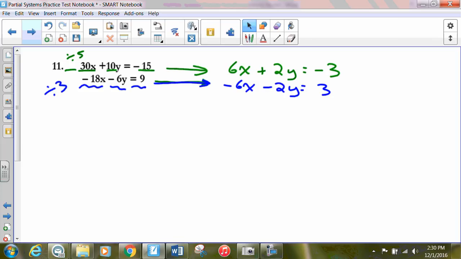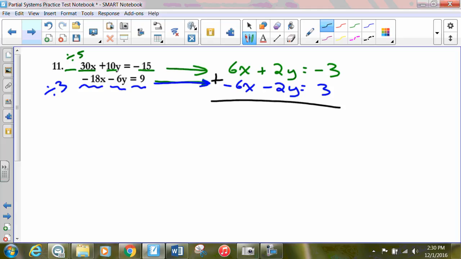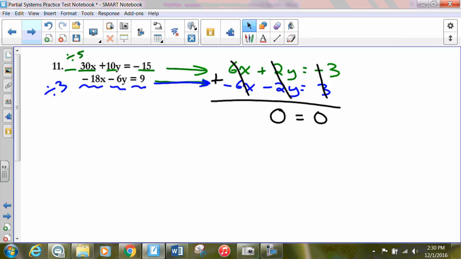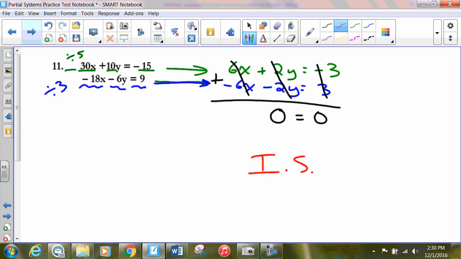Well, this looks like it's going to be a lot of fun, because watch what happens when we add. That gets eliminated, that gets eliminated, that gets eliminated. Now, let's stop. When everything gets eliminated on the left side, we have nothing left, which is 0. When everything gets eliminated on the right side, we have nothing left, which is 0. Does 0 equal 0? Yes, it does. And so when we can answer yes, we know that our answer is infinite solutions.